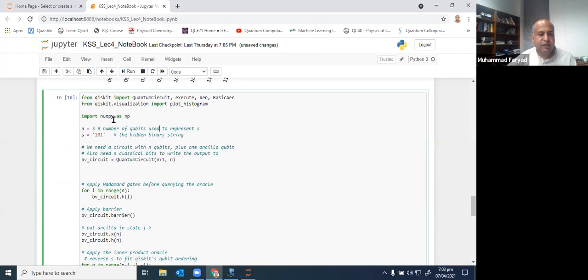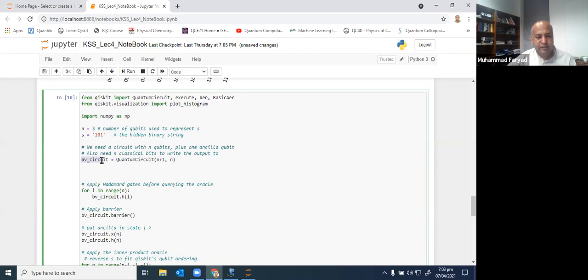This input number 10 is the Bernstein-Vazirani algorithm, and let me walk you through this. The first two lines are the usual imports, and I'm using the NumPy package from Python to do some numerical computations. The secret bit string that we are going to implement in this case is 101, and n is equal to 3, the number of qubits.